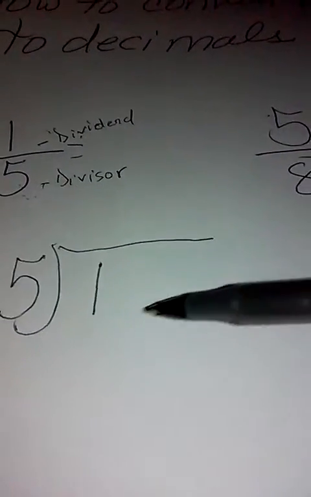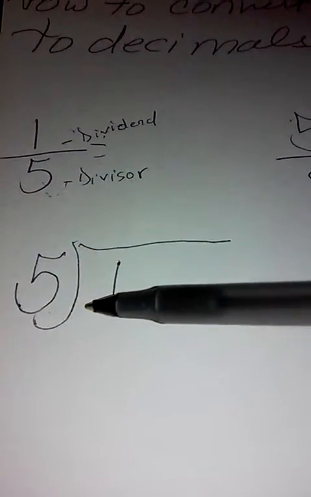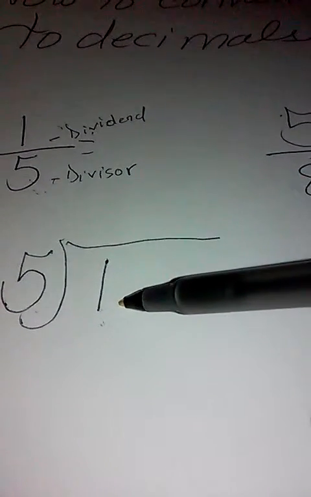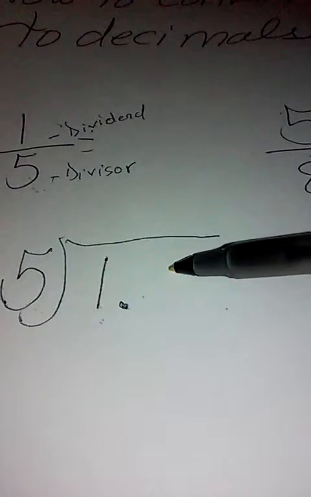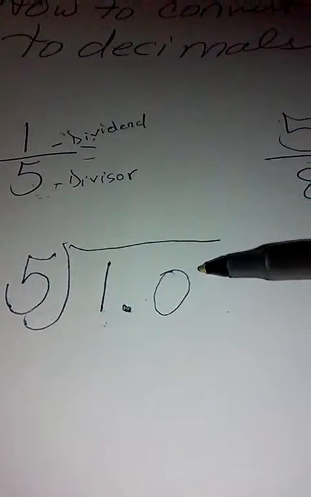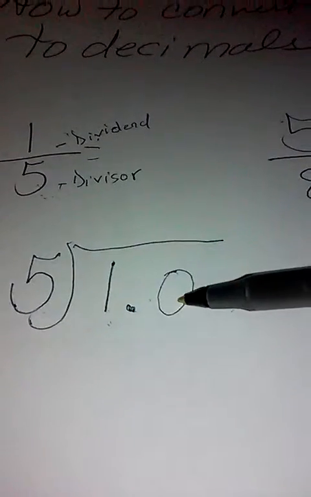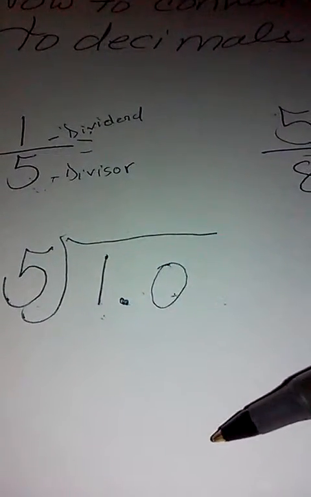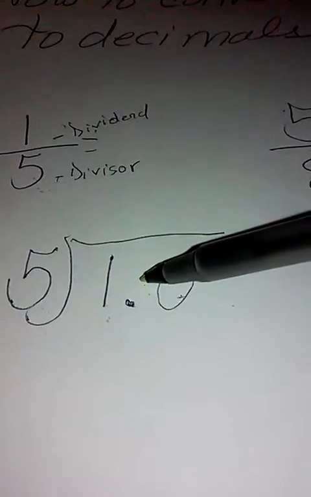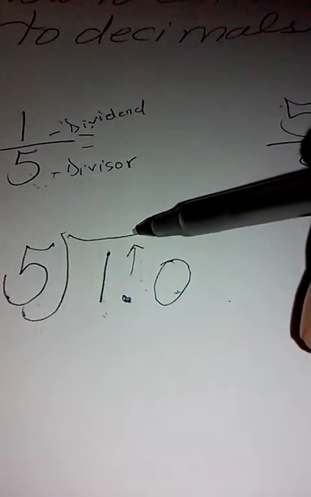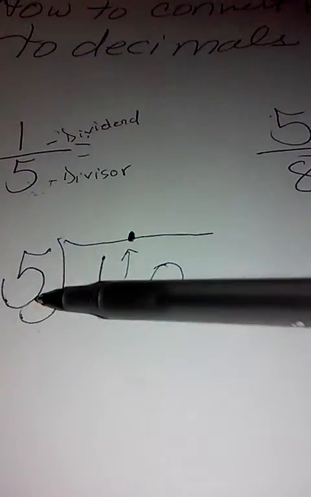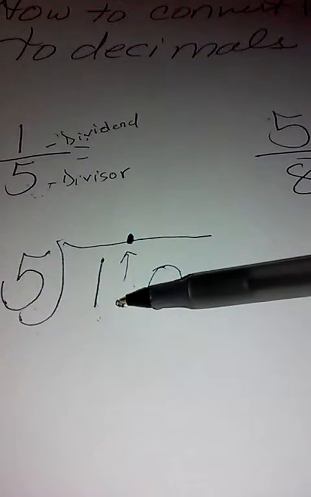So the question is, how many times can 5 go into 1? It cannot go into 1. So we must add a decimal and a 0. We will usually add 2 zeros, but we're going to add 1 for right now. So then how many times does 5 go? Oh, I'm sorry. We move this decimal straight up. And then we divide like normal, ignoring the decimal.